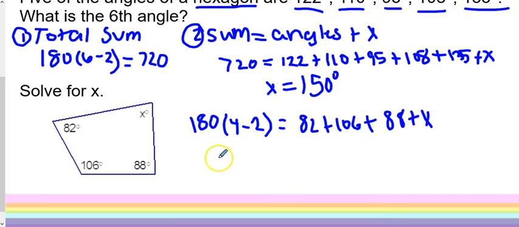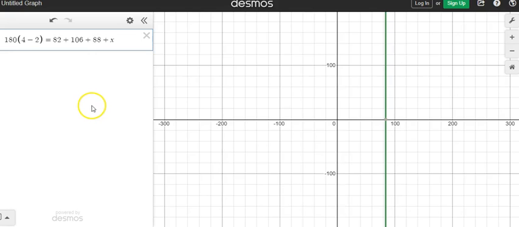You can type the 180 times (4 minus 2) in separately and find that value as well. Whatever works best for you. Okay, so here you can see I've typed it in, and then we just click our value there for us, and we get 84.